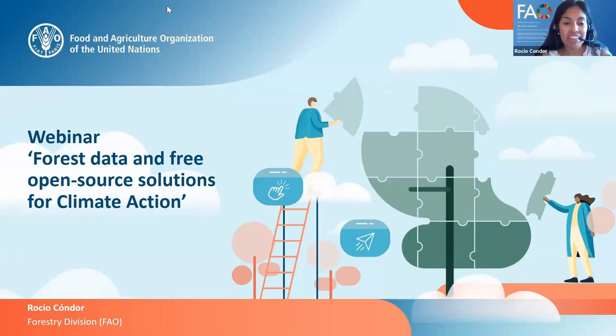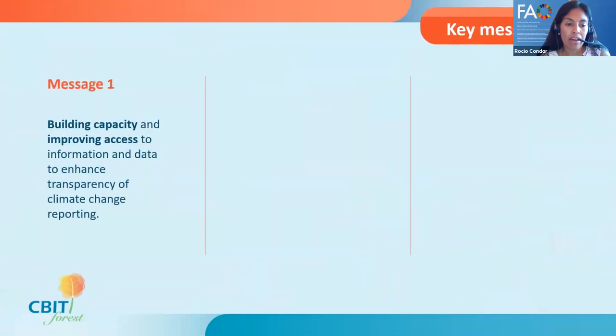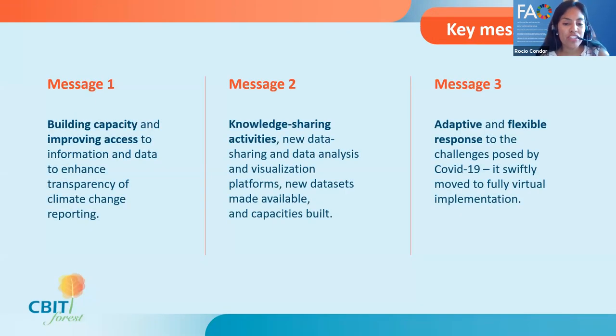Thank you, Emily. Let me start by sharing with you all three key messages to introduce this webinar linked to the implementation of the CBIT Forest Project. Building capacity and improving access to information and data are the two key areas the project focuses on in order to enhance transparency of climate change reporting. A robust national forest monitoring system requires good data, and good data means greater transparency. Free open source solutions enable countries to build more comprehensive, reliable monitoring systems that will help them track forest cover, land use, and climate mitigation activities.